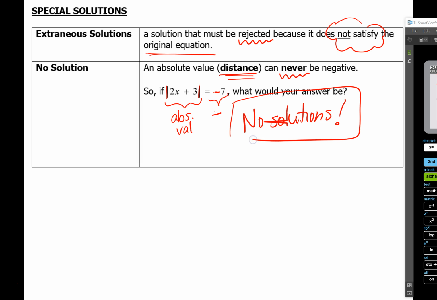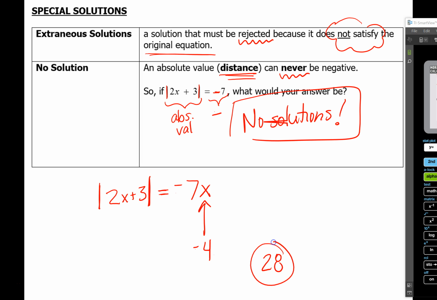Now, I do want to point out, because a common mistake that students make, is that if this problem had been the absolute value of 2x plus 3 is equal to -7x, this x means that I do have to solve the problem and check for extraneous solutions. Because if this x was, say, -4, -7 times -4 is 28, which means this absolute value problem is equal to a positive number. So it might work. This trick, this shortcut about absolute value never equaling a negative number, is only when it's just a number. If there's a variable there, you're going to have to go through the steps and solve it algebraically.